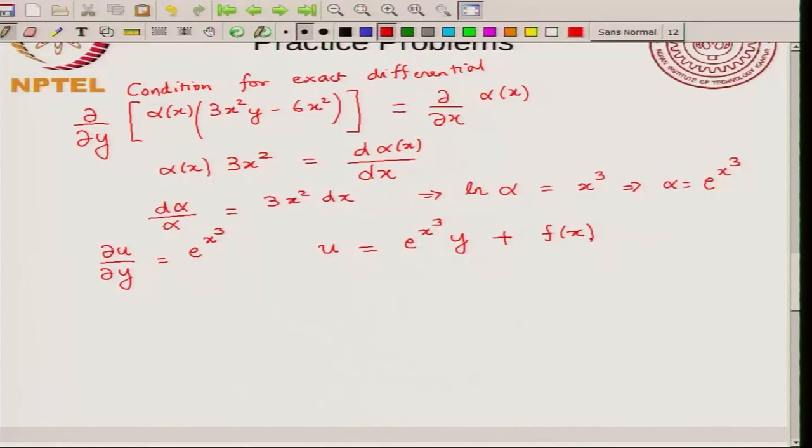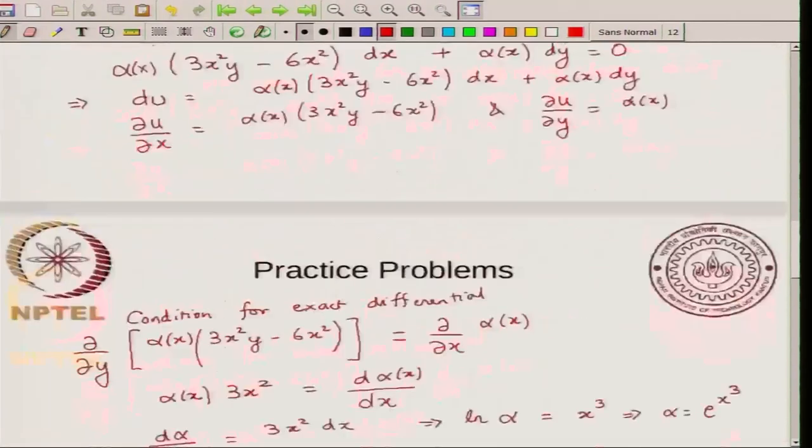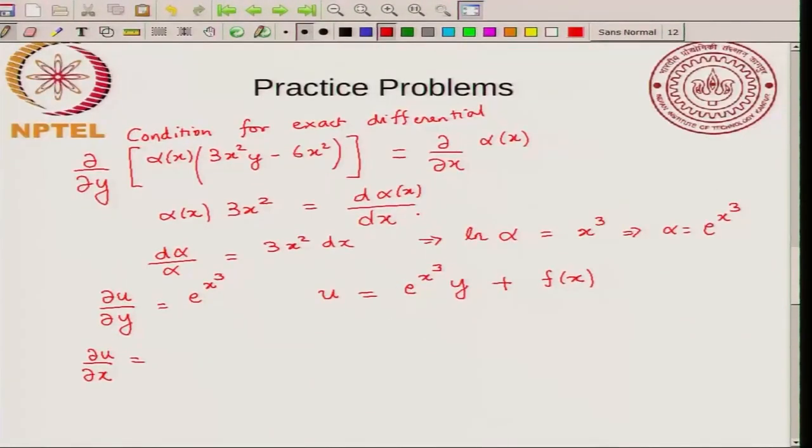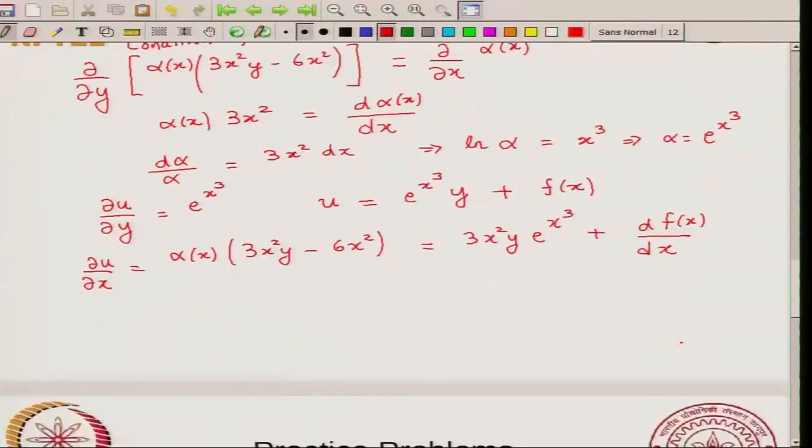Now, in order to determine this function of x, we use dou u by dou x. We go back to our expression: dou u by dou x was alpha of x times (3x square y minus 6x square). If you substitute this form of u, then dou u by dou x is nothing but the derivative of e raised to x cube, that is 3x square y e raised to x cube, plus df of x by dx. So this is equal to this term here.